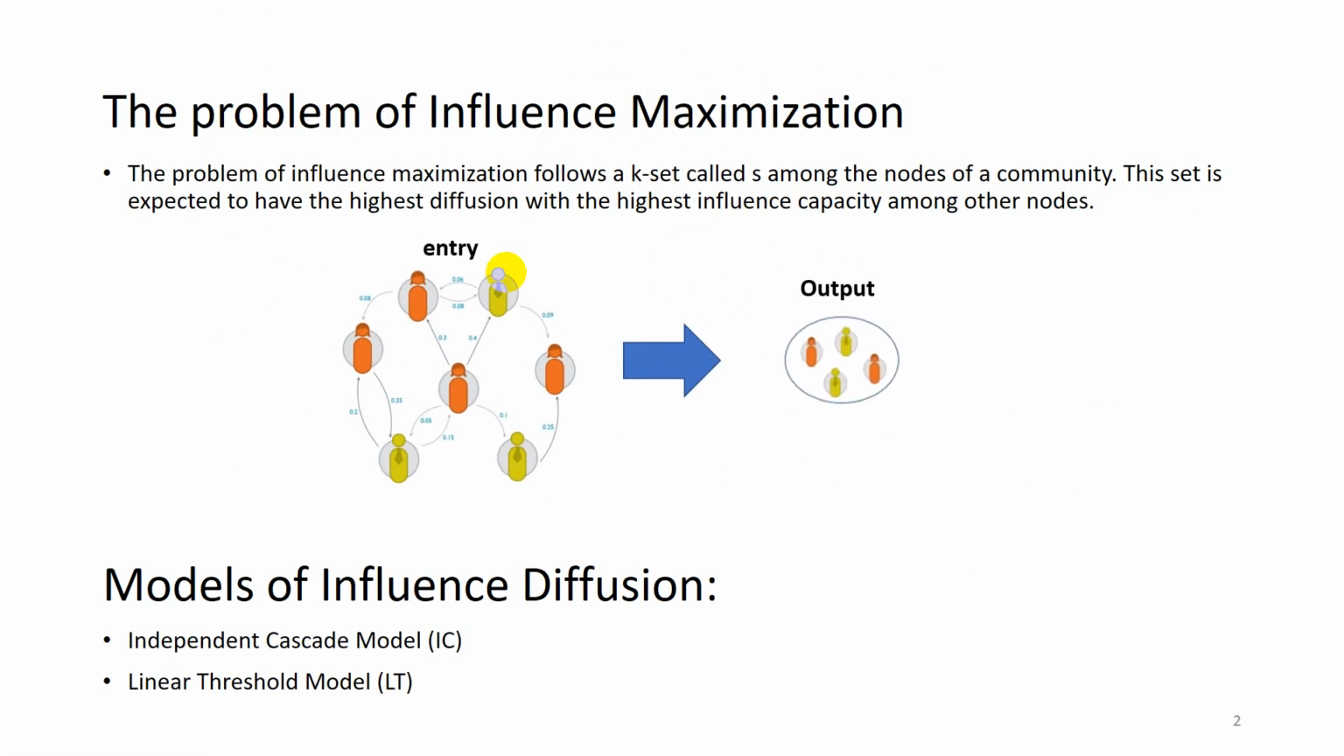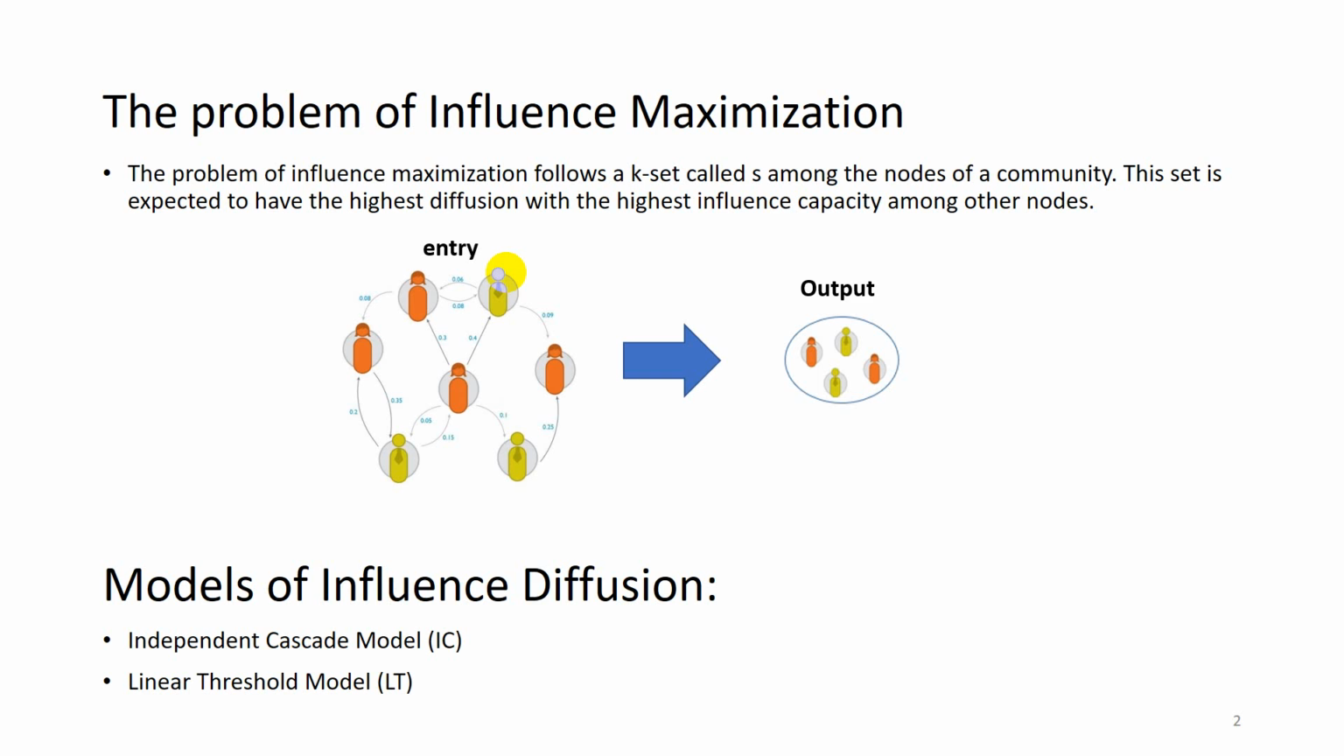At first, I want to speak about the problem of influence maximization. This problem seeks a set called S among the nodes of a community. This set is expected to have the highest diffusion with the highest influence capacity among other nodes. As you can see in the picture, there is a network and the influence maximization problem wants to find a set of nodes that have the maximum diffusion in the network.